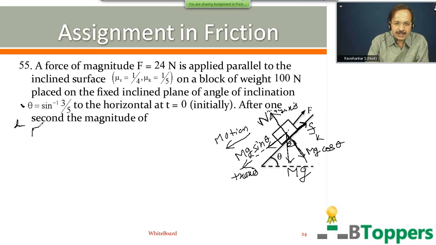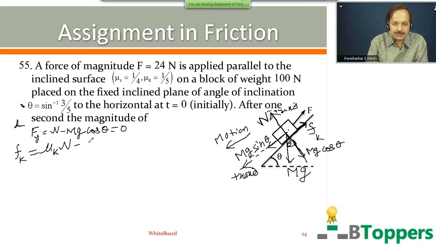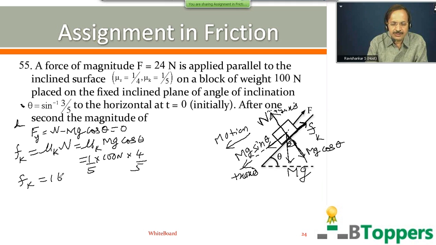So the y component of the resultant force on the block: N minus mg cos theta is equal to 0. So the magnitude of the normal reaction on the block is the same as the magnitude of the component mg cos theta. So the magnitude of kinetic friction on the block is equal to nu k into N, that is equal to nu k into mg cos theta. Here nu k is given as 1 by 5, the weight mg of the block is 100 Newton, cos theta is 4 by 5. So I get the magnitude of kinetic friction on the block as 16 Newton.